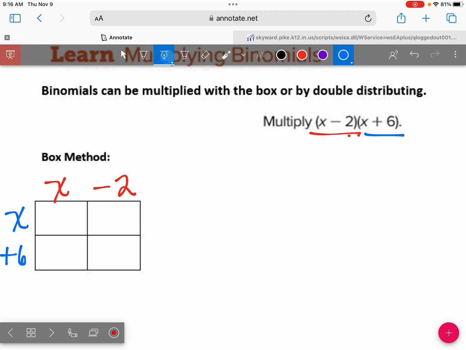To fill in our box, we're multiplying what's on the outside. So in this square, we're going to write what we get when we multiply x times x. What is x times x? So remember, these both have an exponent of 1. So what am I doing with my exponents? When I take x times x, I'm going to do what with my exponents? Add them. So 1 plus 1 is 2. So that will give me an x squared.